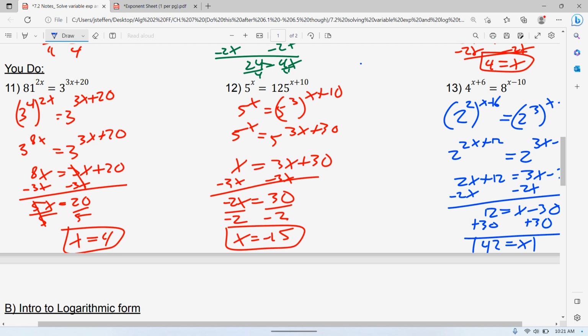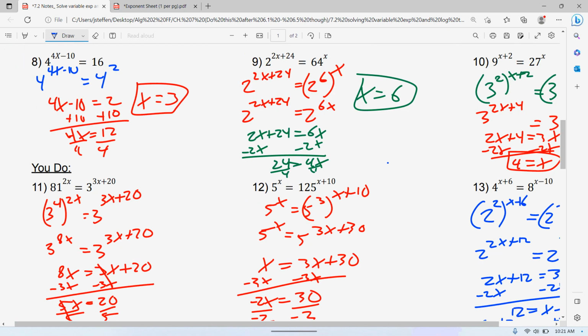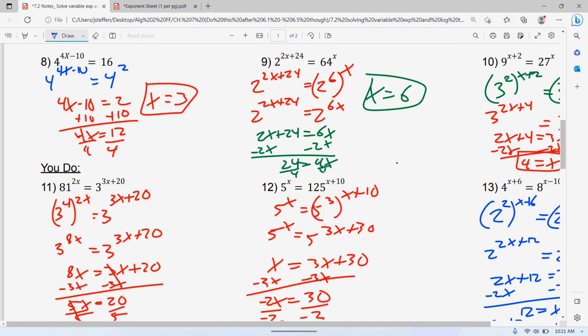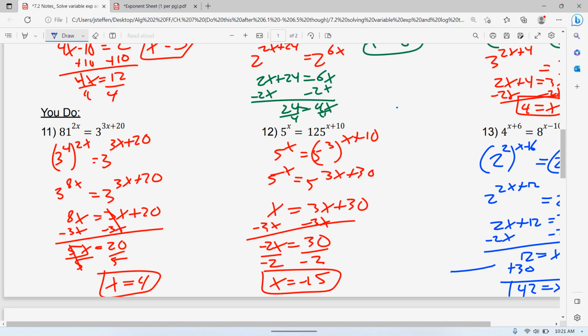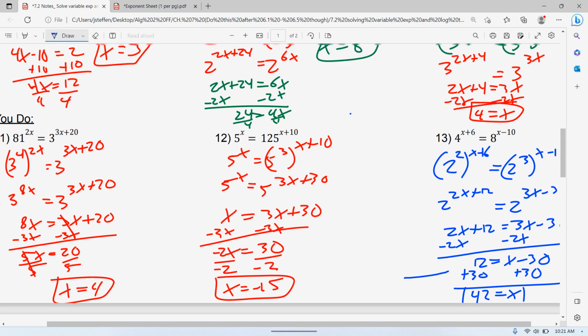Not that this is the best way to do it by any means, but just in case you're curious, if you look back at number 8, that is the easiest way to do number 8, but if you wanted to, you could have made 4 into 2 squared, and made 16 into 2 to the 4th, and you could have done it that way with a base of 2. Again, you get the same answer. It would have been more difficult, but I think that's kind of nice to point out after doing number 13, where you use the base of 2 for that one as well. Any questions before we move on?